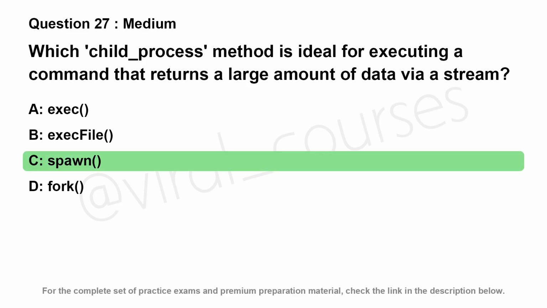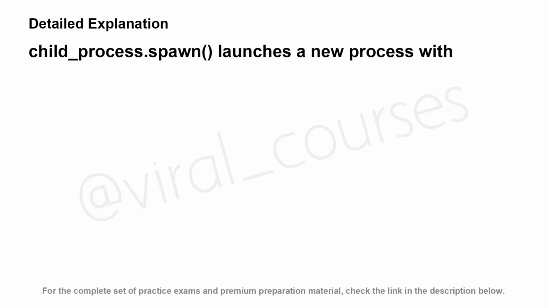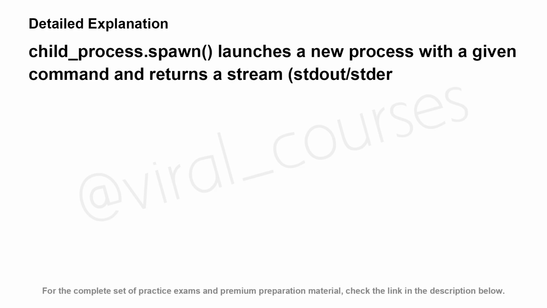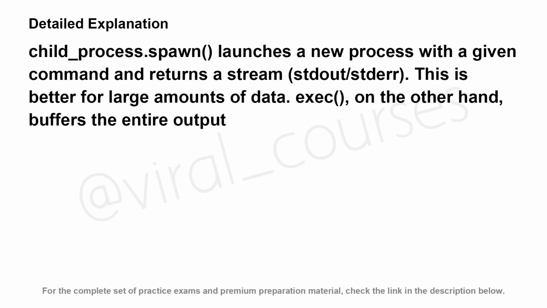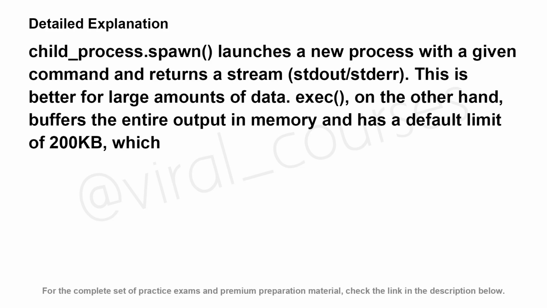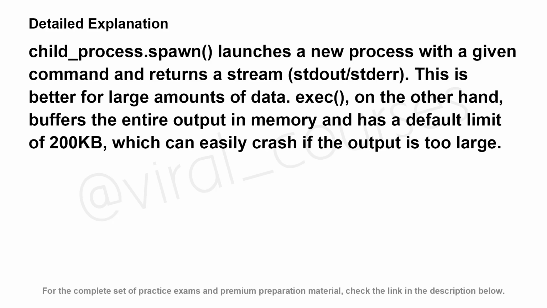The correct answer is C. child_process.spawn launches a new process with a given command and returns streams, stdout and stderr. This is better for large amounts of data. exec, on the other hand, buffers the entire output in memory and has a default limit of 200 kilobytes, which can easily crash if the output is too large.